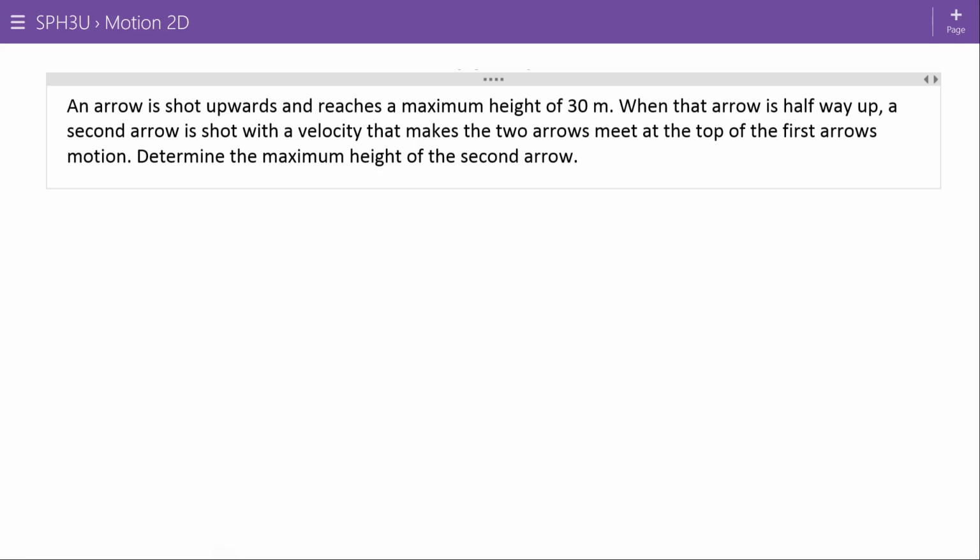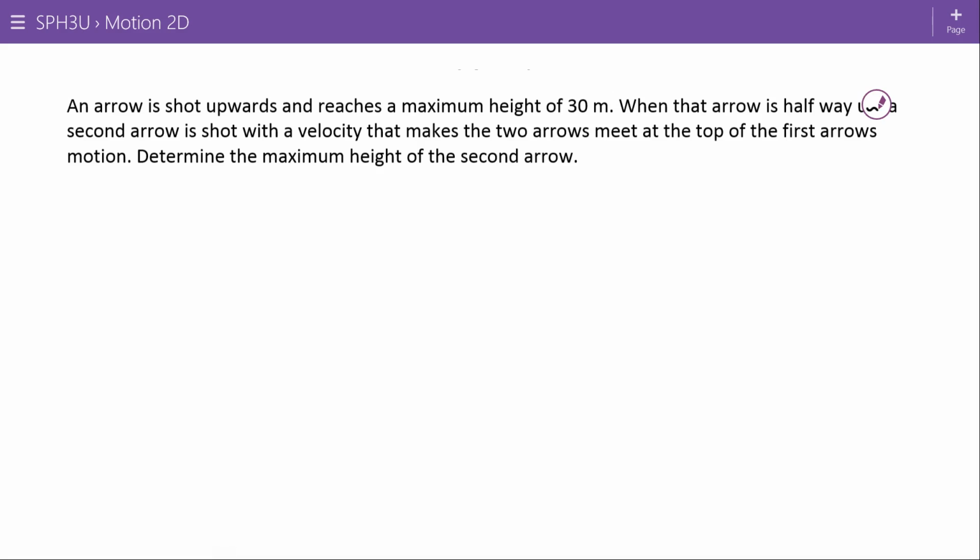Okay, this question is not anything new, but it's tricky because you have to interpret everything that is going on in this problem. An arrow is shot up and reaches a maximum height of 30 meters. So here's arrow number 1. It's going to go up to a height of 30 meters and then presumably fall down. It's not really that important.